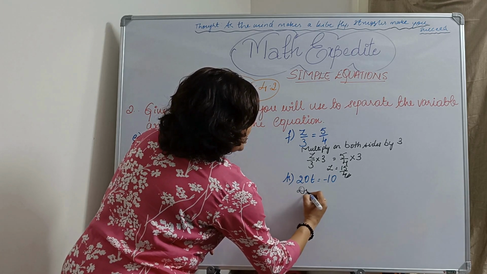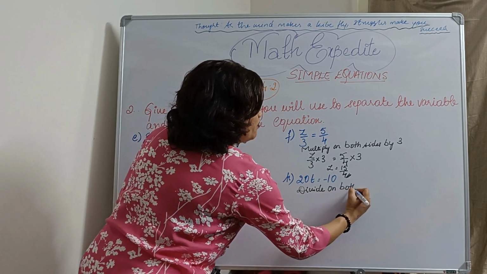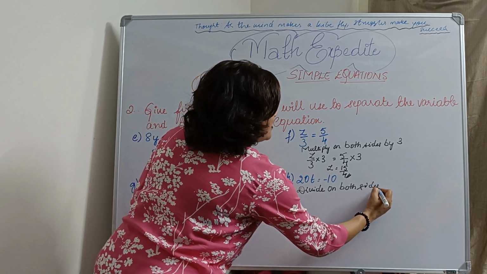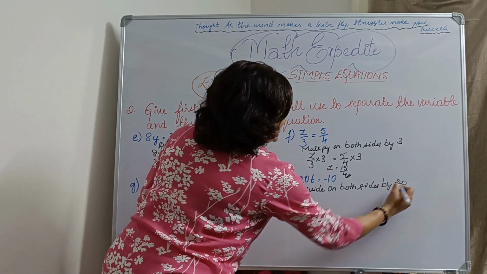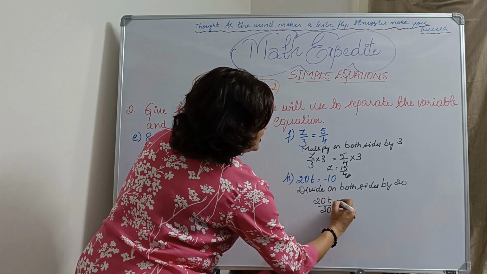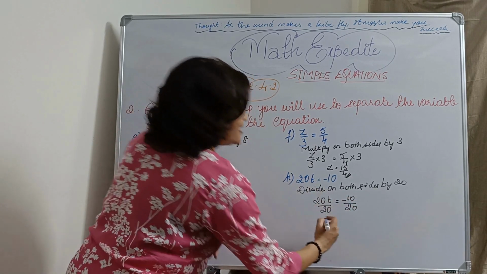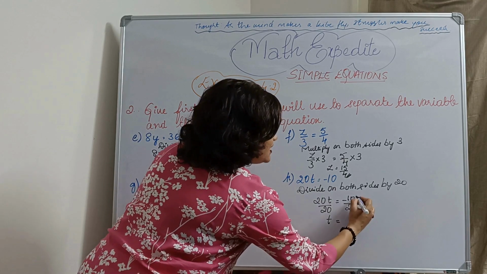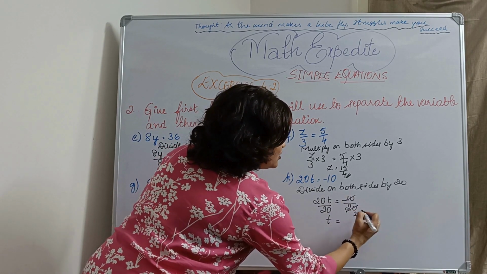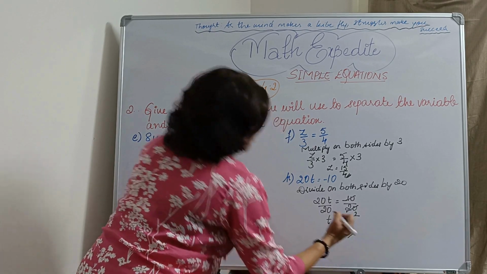So we divide on both sides by 20. So 20t divided by 20 equals minus 10 by 20. 20 gets cancelled. t equals 10 1s and 10 2s. So minus 1 by 2.